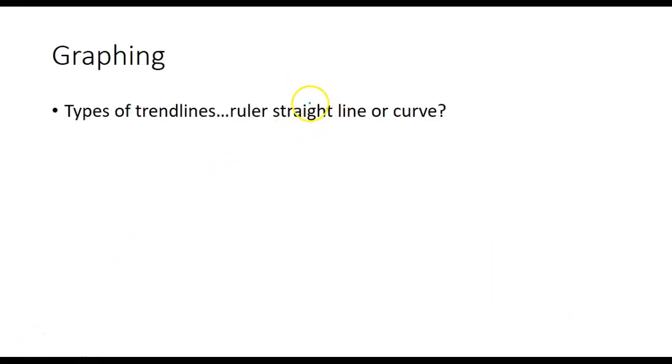Types of trend lines. There really are only 2: ruler straight, perfectly straight lines, or curves. So if you're given more options than that, when you're asked what type of trend line would be appropriate, ignore the other options, and these are your only 2 appropriate answers.